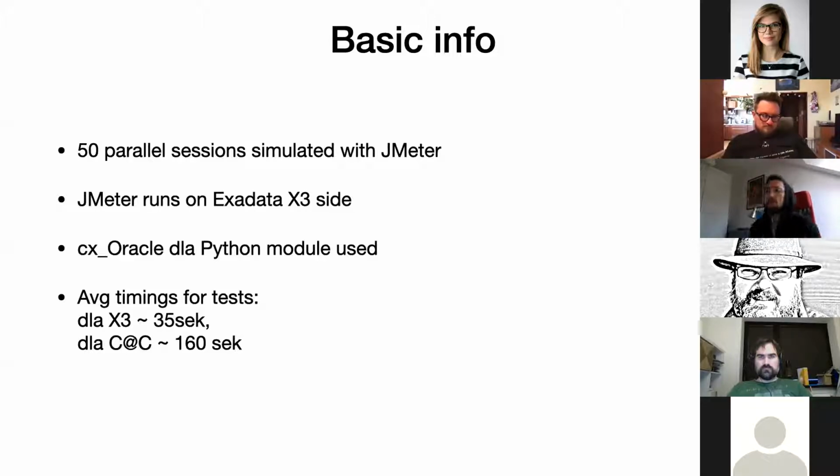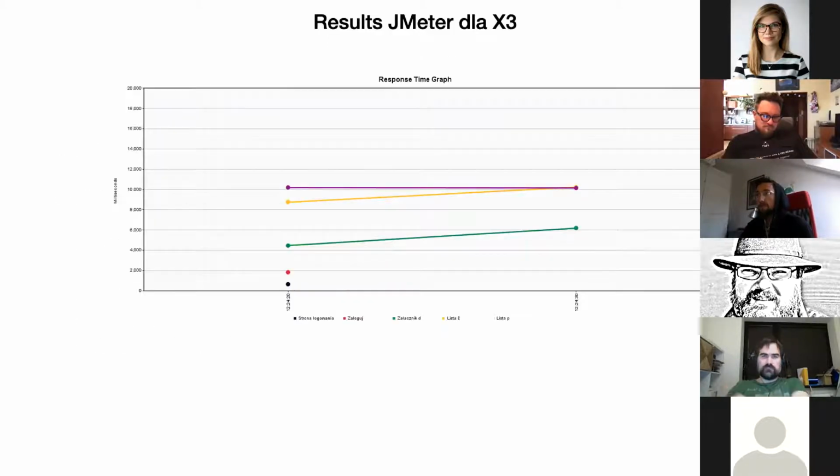On the X3 side, it took 35 seconds. And whenever they were running the same test on Exadata CC, it took 160 seconds, so longer. And that was the problem. And these are the results.